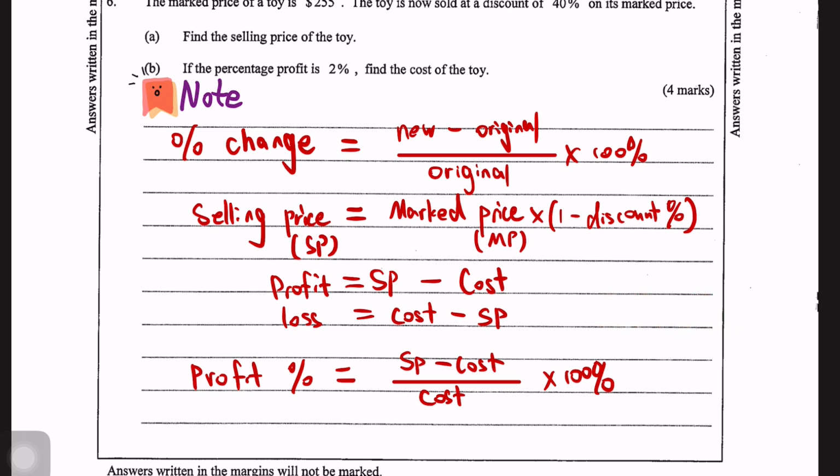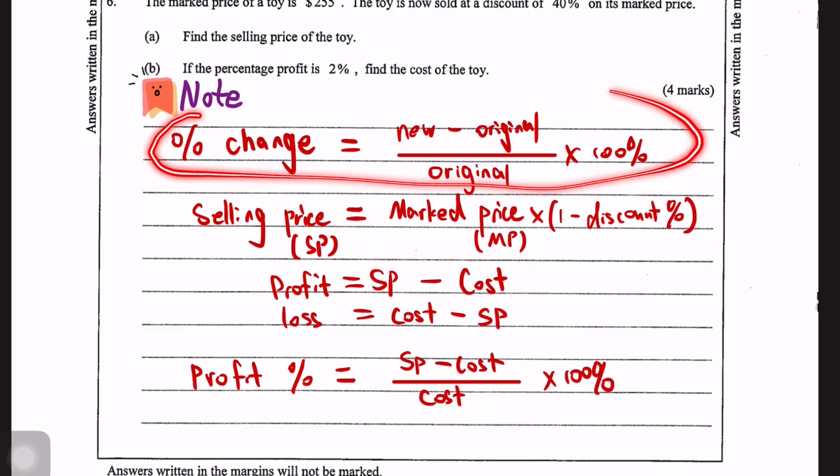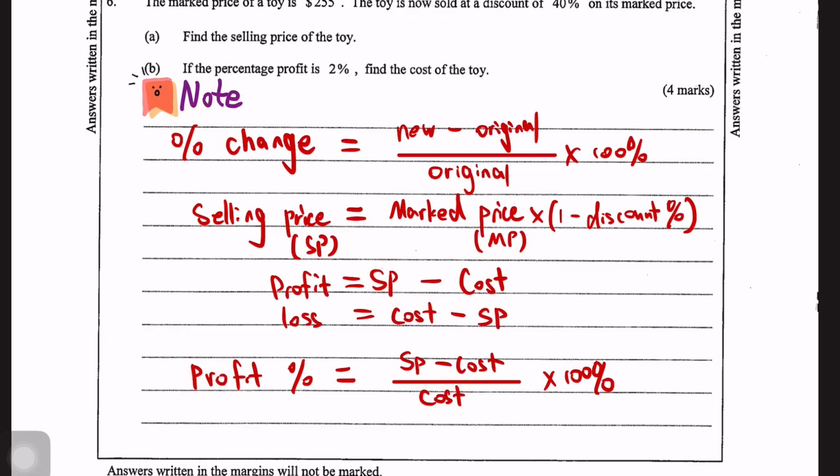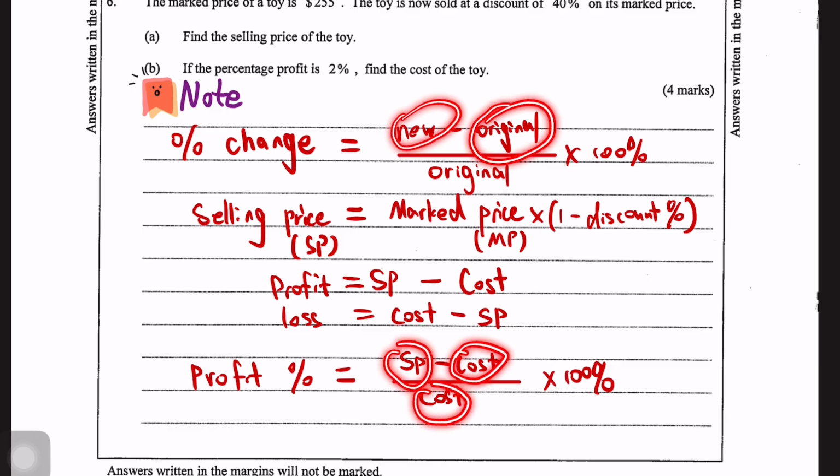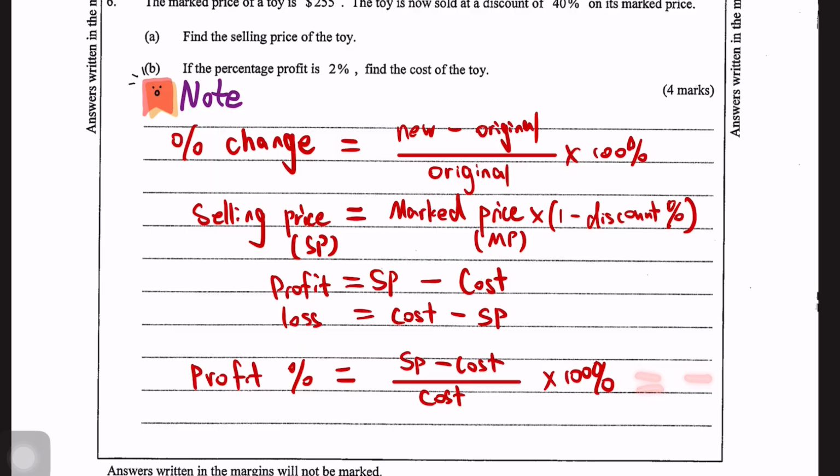And then the profit percentage actually is this one, the profit over the cost. It actually equals this one, right? So they are the same. Just now, the new number is the selling price, the original number is the cost, and over the original, and then times 100%. If you calculate it as -10%, it means that you lost 10%, okay?